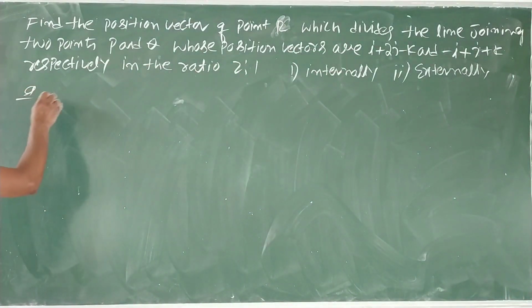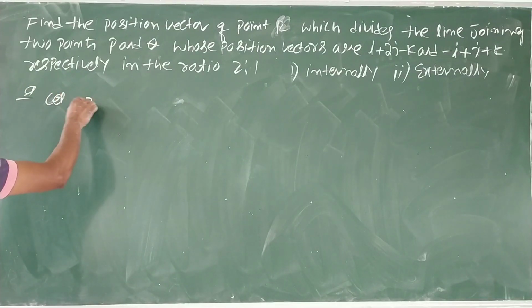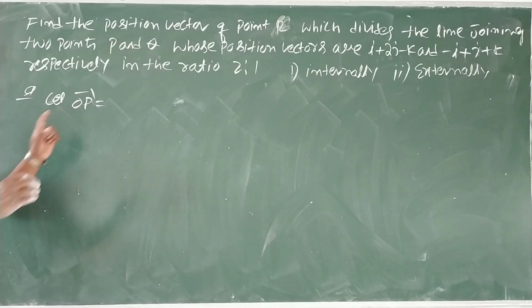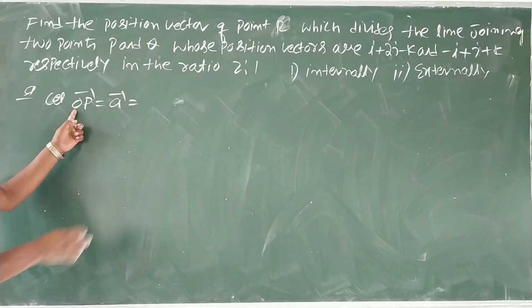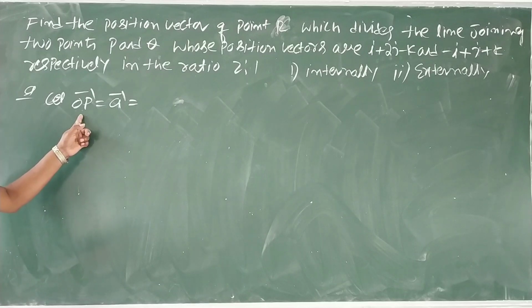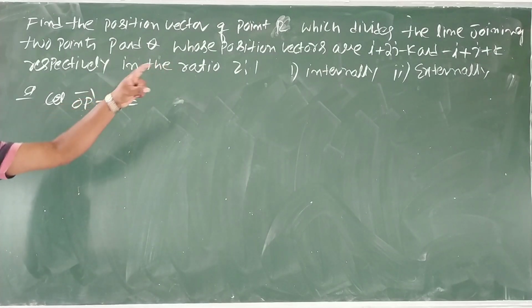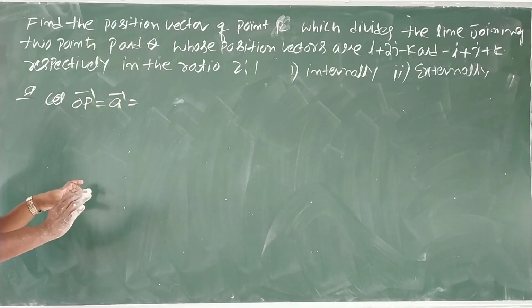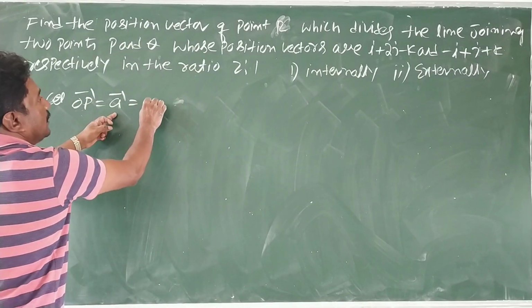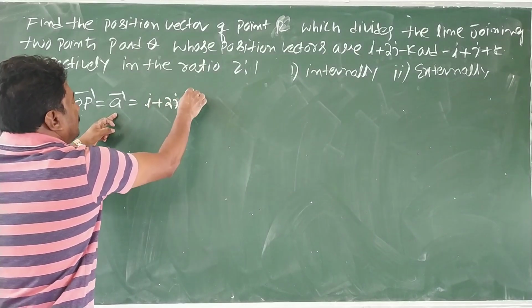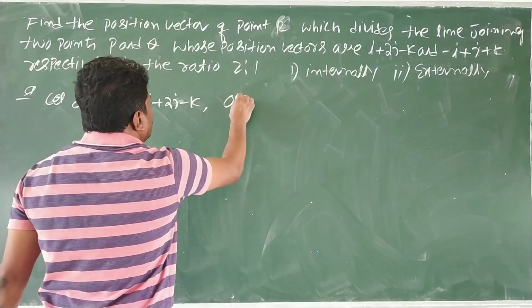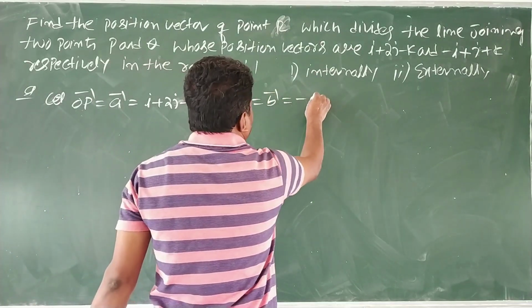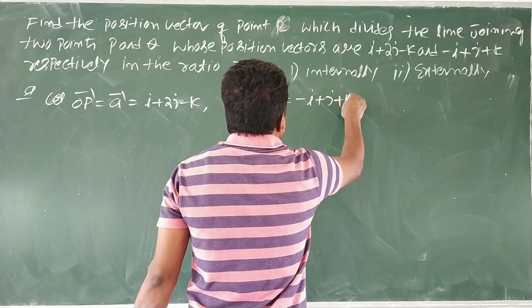Solution. Let OP be given. How do you represent vector OP? Vector A. This is the first point. You directly take the first vector as vector A and the second vector as vector B. Write the formula and substitute. Tell me vector A: i plus 2j minus k. OQ is vector B, so take the second one: minus i plus j plus k.